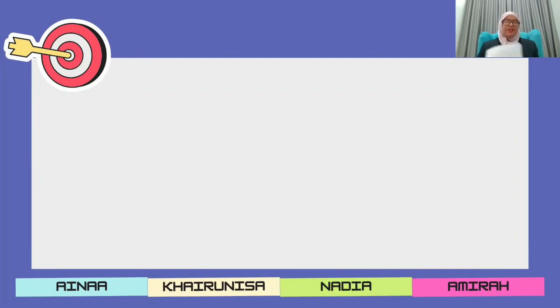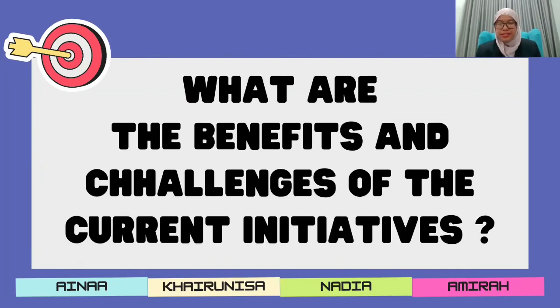Lisa gains 15 points. Alright, let's crank the heat up with this question. What are the benefits and challenges of the current initiatives? Looks like Nadia might just beat Lisa's current high score.